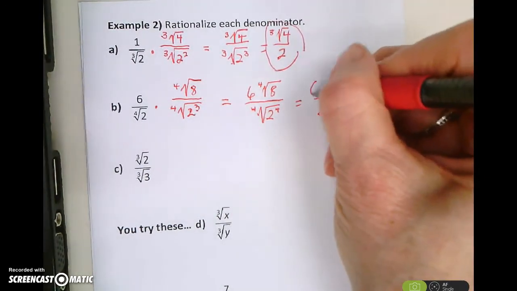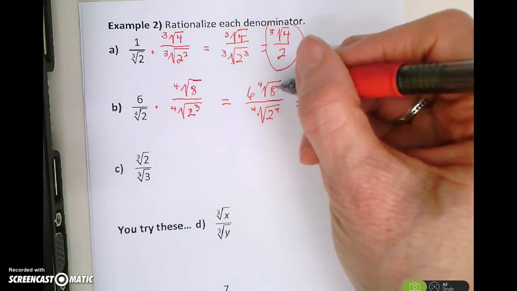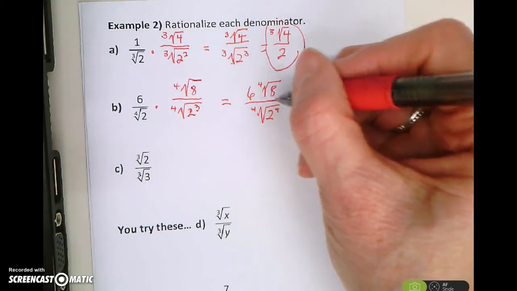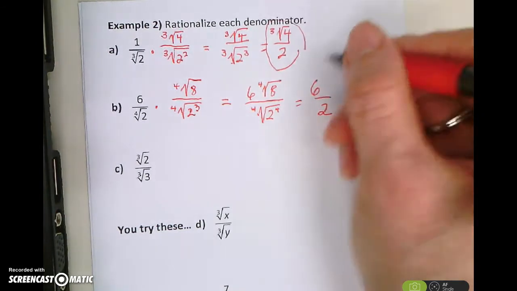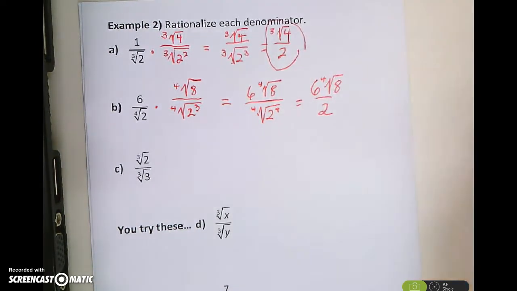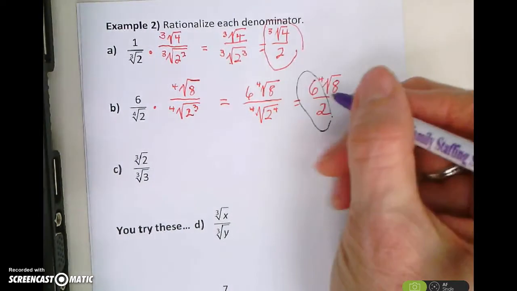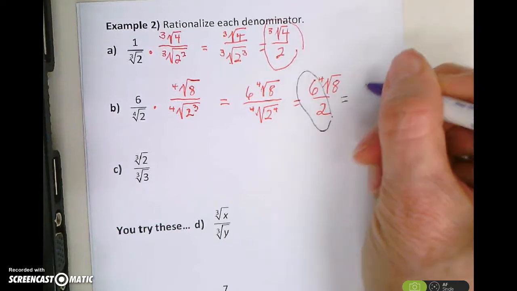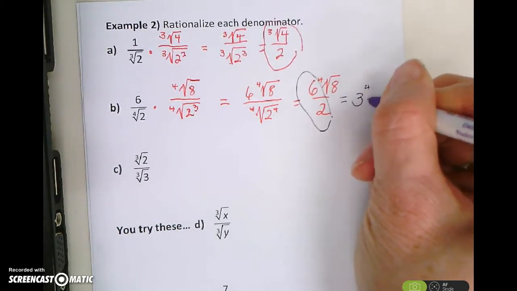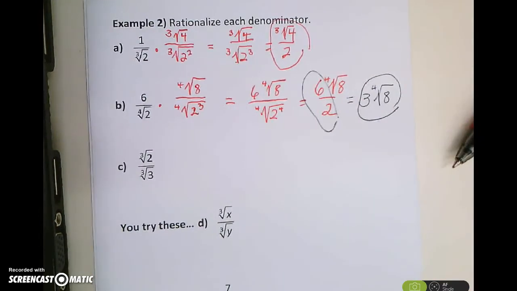So numerator 6. And you may think, can I simplify the fourth root of 8? No, because the smallest number that I have that's perfect would be 16, and it won't go into it. So I get this. Oh, but look here, those two things reduce. So I can divide both of those by 2 and get 3 fourth root of 8 for my simplified answer.